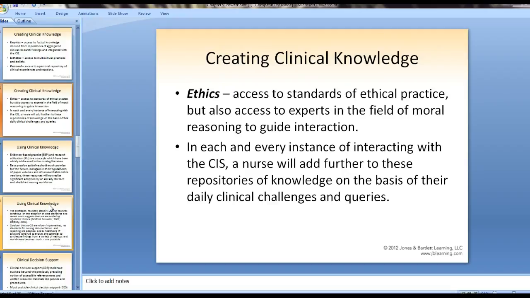Creating clinical knowledge. Ethics. Access to standards of ethical practice, but also access to experts in the field of moral reasoning to guide interaction. In each and every instance of interacting with the clinical information system, a nurse will add further to these repositories of knowledge on the basis of their daily clinical challenges and queries.